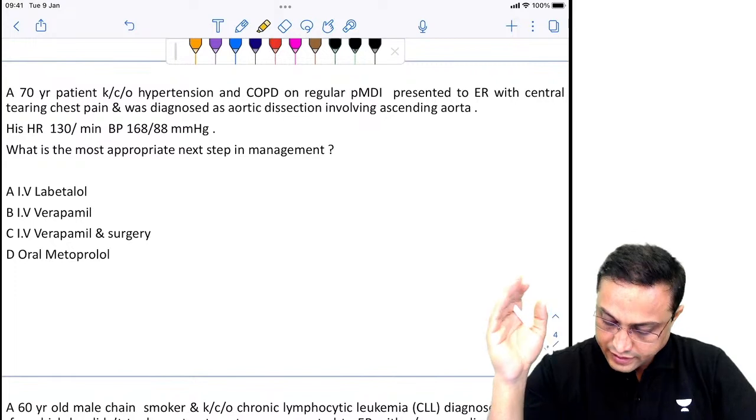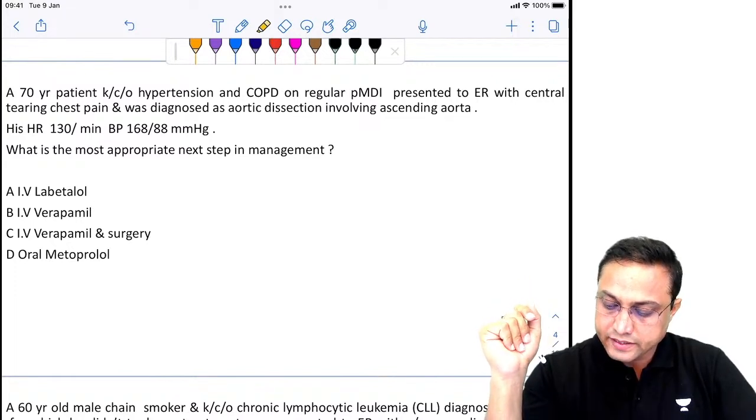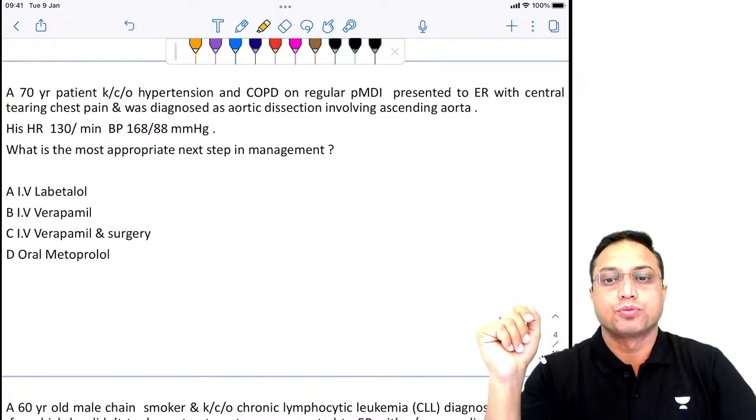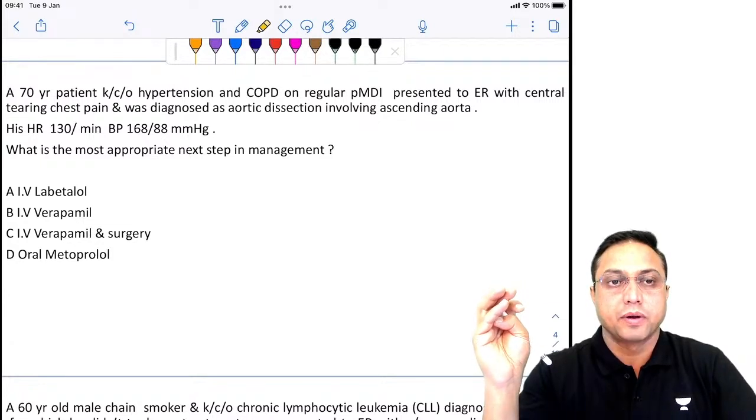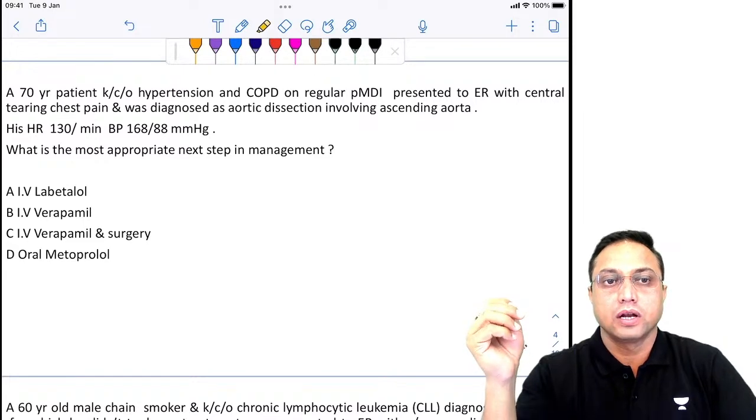Time's up, guys. Let's read the question. What is the most appropriate next step in the management? The options we have are: IV labetalol, IV verapamil and surgery, oral metoprolol.